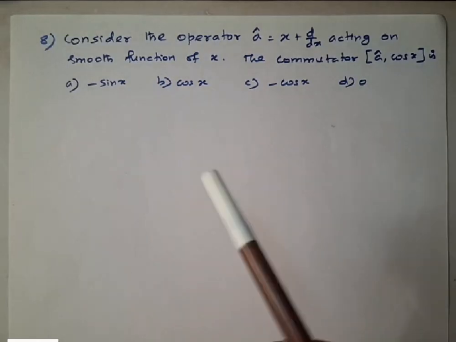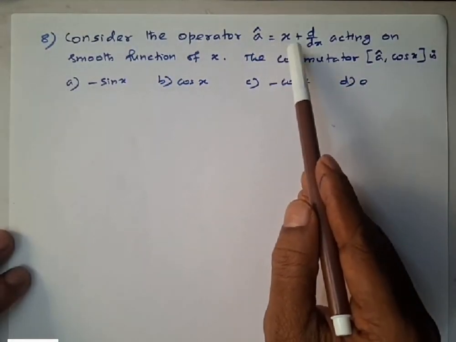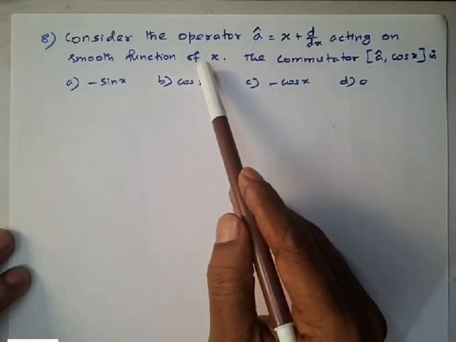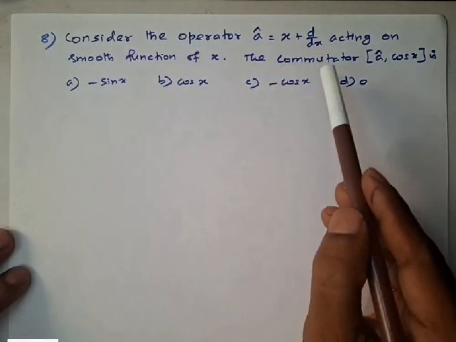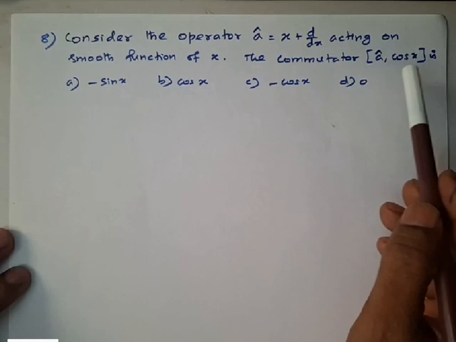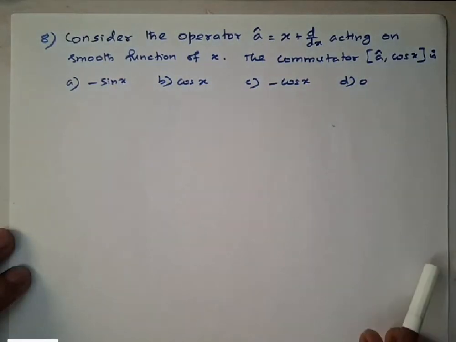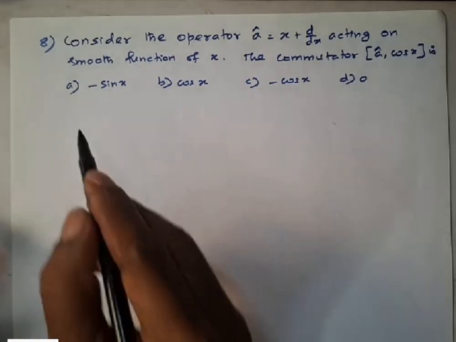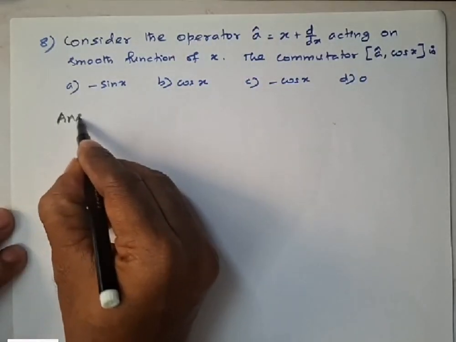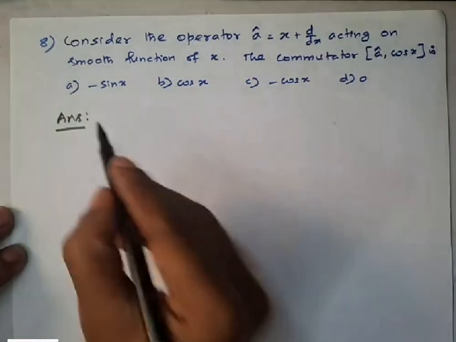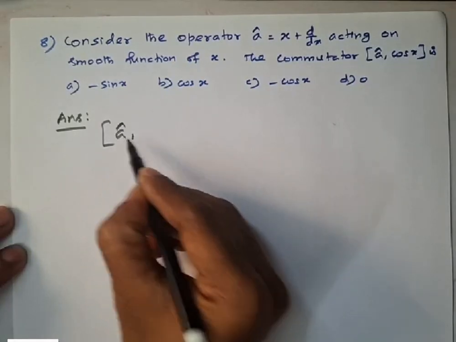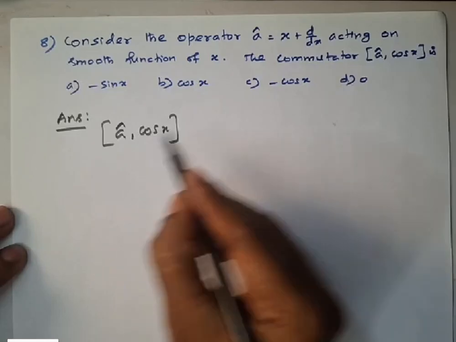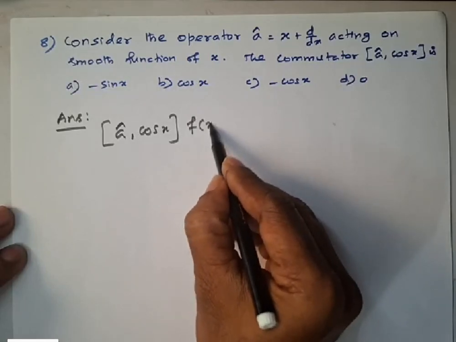Consider the operator A, which is x plus d by dx, acting on a smooth function of x. The commutator A comma cos x is asked. It's a very simple one. Listen. So they are asking the commutator of A comma cos x. Now I'll apply this commutator on some smooth function, let it be f of x.